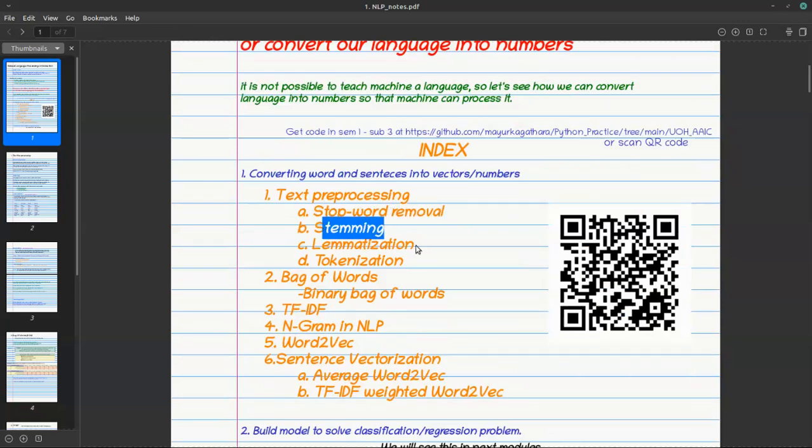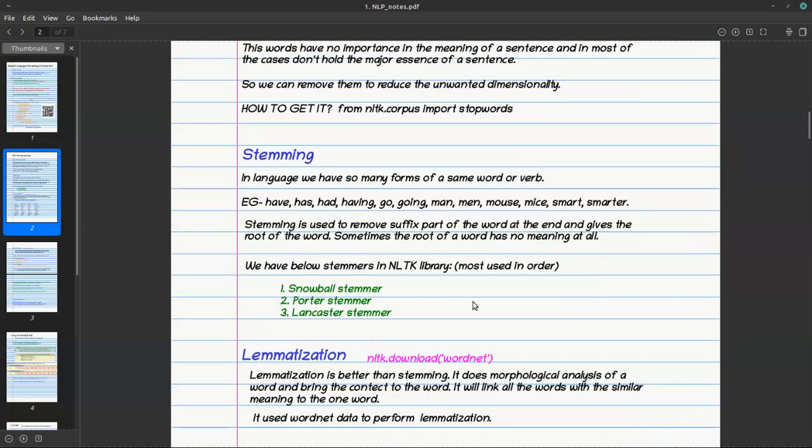The next is stemming and lemmatization. What's the difference between stemming and lemmatization? In language we can have so many forms of one word: go, going, man, mouse, and mice. For stemming, the very useful stemmers, mostly used, are Porter, Lancaster, and Snowball. They define some rules. Let's say if I have ing, just remove it. If I have ies, remove it and put y. Those kinds of rules.